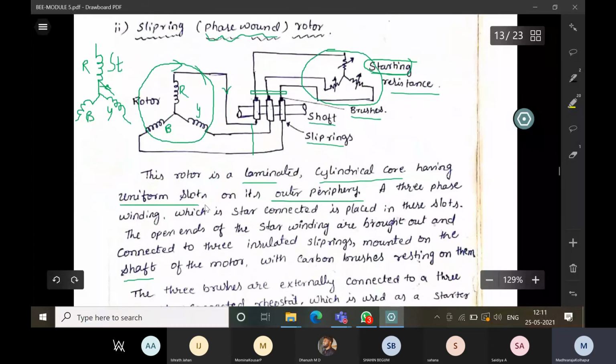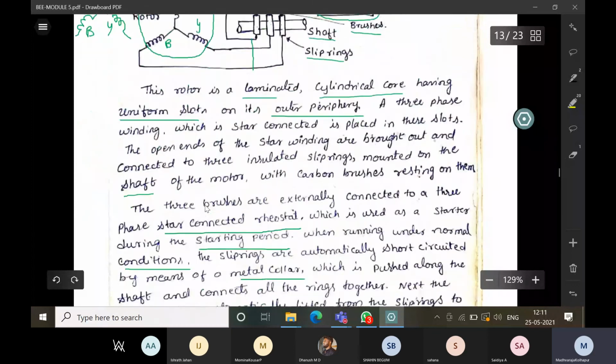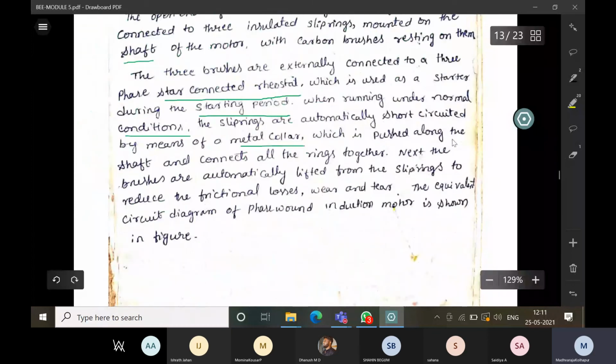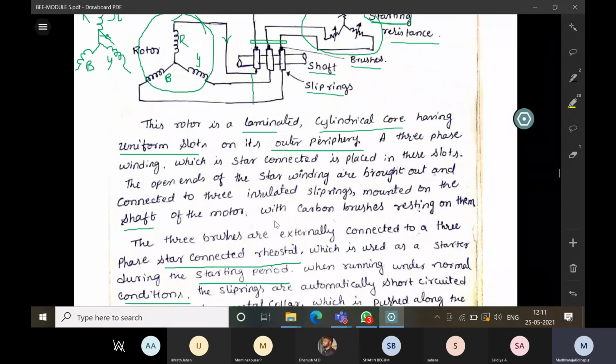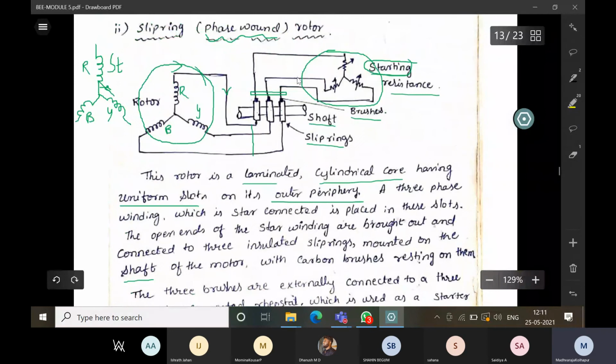This is the working principle of the slip ring rotor, where the collar is pushed along the shaft and connects all the rings together. Next, the brushes are automatically lifted from the slip ring to reduce frictional loss and wear and tear. The equivalent circuit diagram of the phase wound induction motor is also shown in the figure. So this is the figure. Did you all understand up to here?